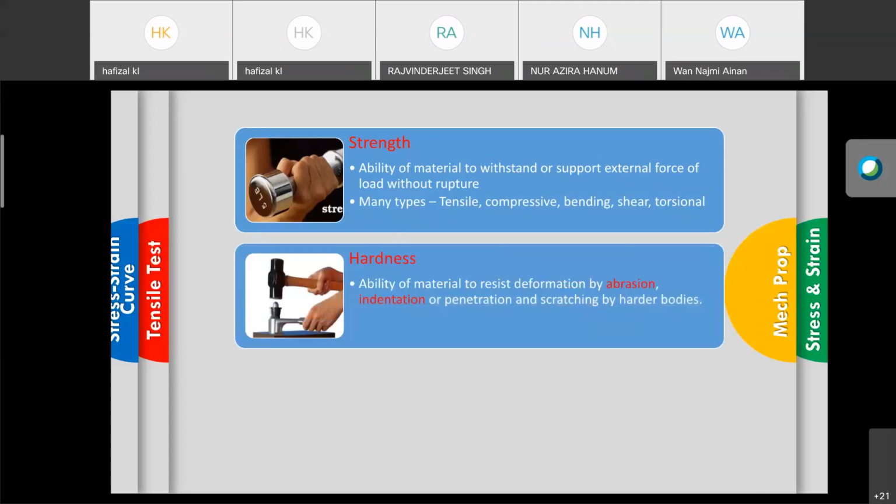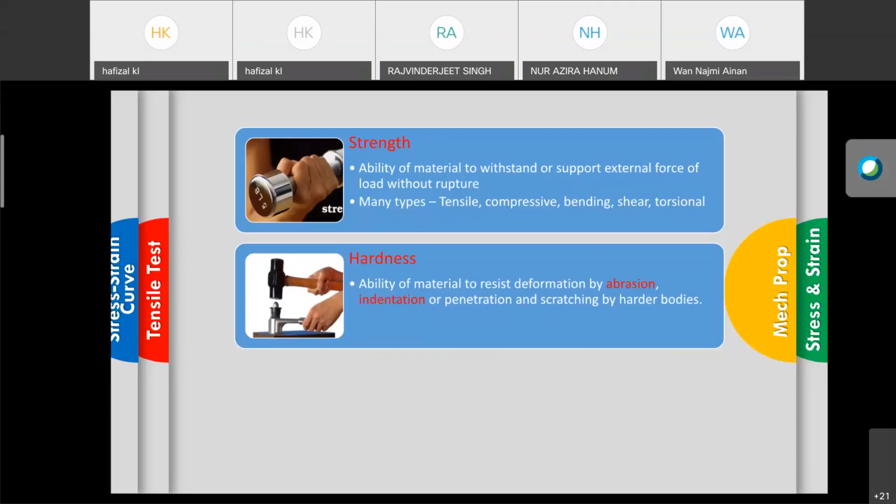And then we have hardness, the ability of a material to resist deformation by abrasion, and also indentation or penetration and scratching by harder bodies. So hardness can be associated with the test. We have a hardness test, where we give an impact using a force on the metal, so that there is a deformation of the metal after the impact, and we study it from there. So hardness is the ability to resist indentation, penetration, or scratching by other material.